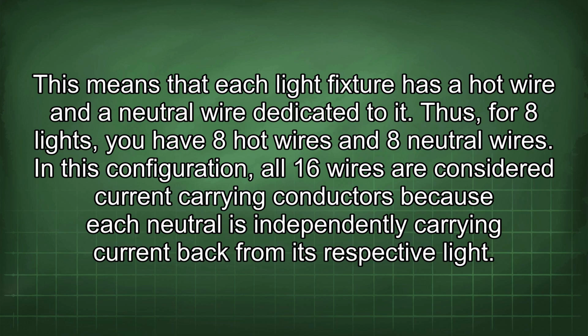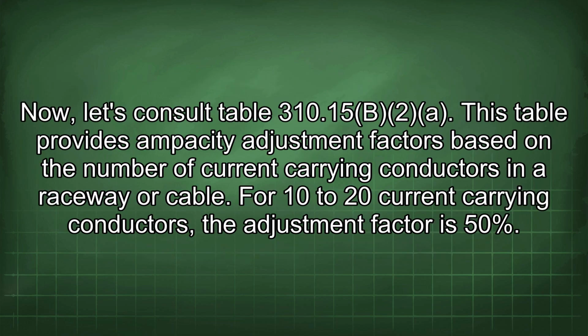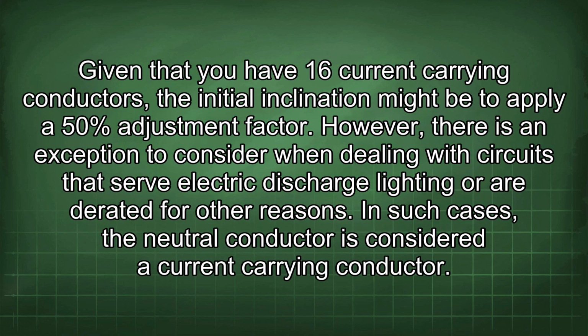its respective light. Now, let's consult Table 310.15(B)(2). This table provides ampacity adjustment factors based on the number of current carrying conductors in a raceway or cable. For 10 to 20 current carrying conductors, the adjustment factor is 50%. Given that you have 16 current carrying conductors, the initial inclination might be to apply a 50% adjustment factor.